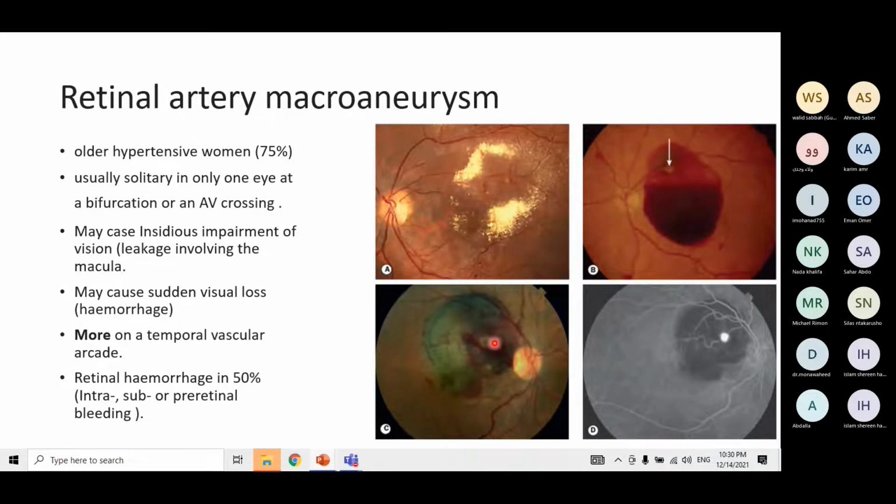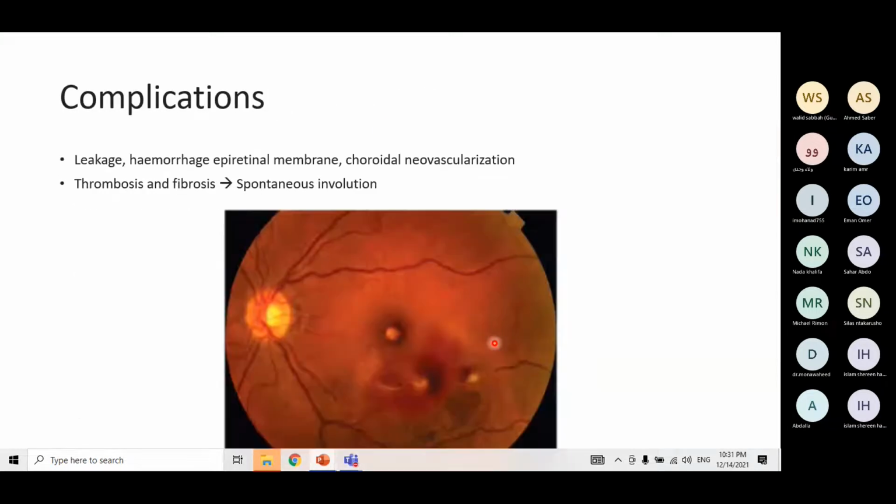So what we need to remember is the type of the patient and that it can cause hemorrhage at different levels of the retina. Okay? There are many complications, including bleeding, leakage, hemorrhage, epiretinal membrane formation. Sometimes choroidal neovascularization can complicate that. What we are aiming for is that those patients usually may have a bit of spontaneous involution of the macroaneurysm because of the turbulence of the blood flow there.